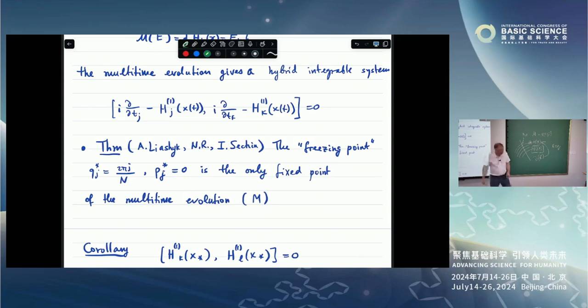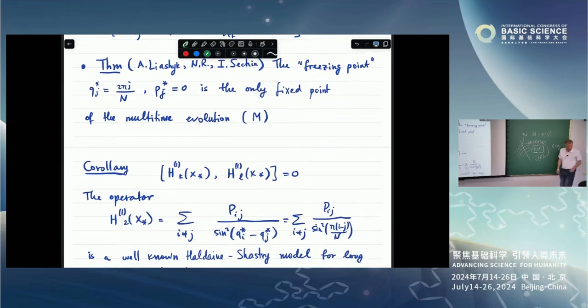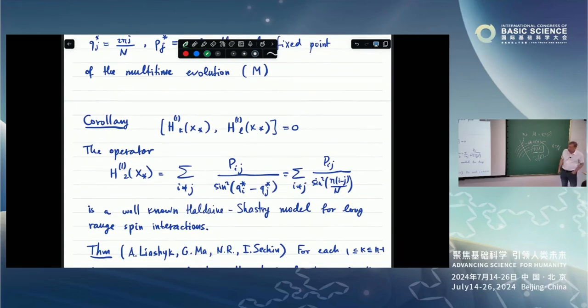So what does it mean? It means that there is no time dependence. And it means that you have commuting spin Hamiltonians acting in the tensor power of an n-dimensional vector space. And the second operator is given by this formula, sum over all permutations. But then you have divided by sine squared of i minus j divided by n. This is the famous Haldane-Shastry Hamiltonian for long-range spin interactions.